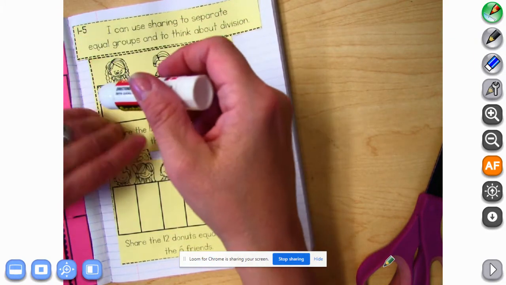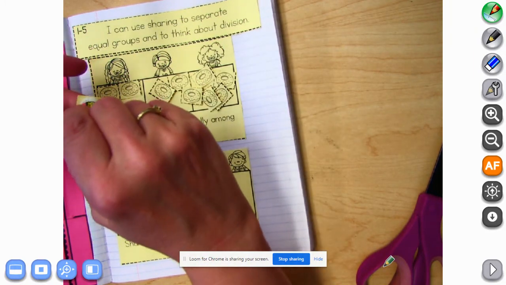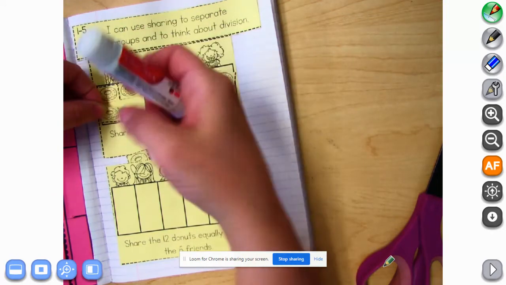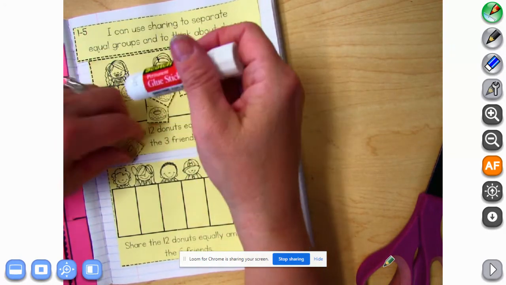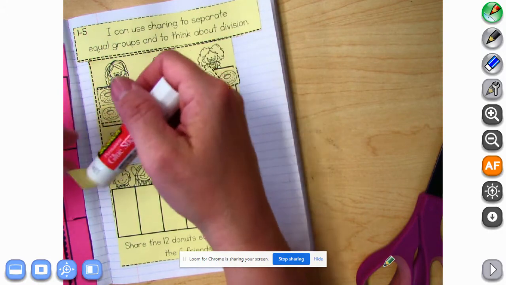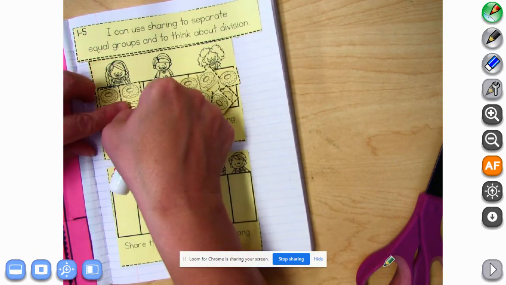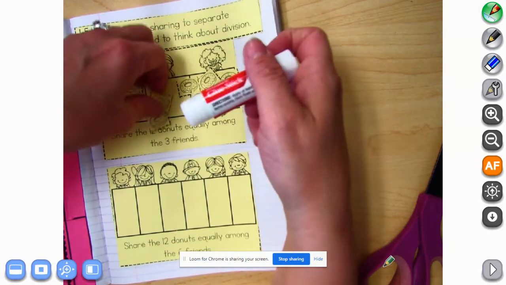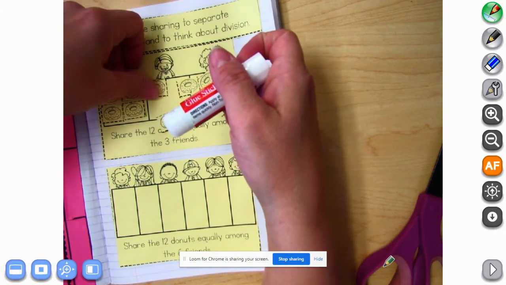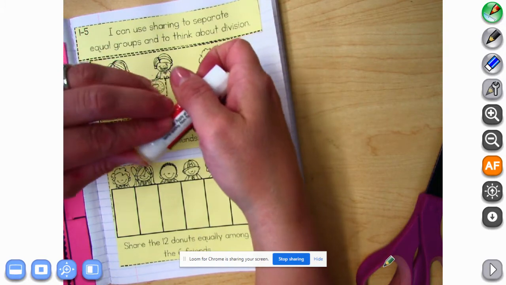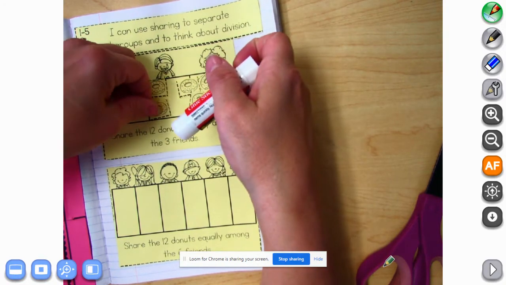Two. They're so tiny. 3. And 4. Okay. And like these. So everyone's going to have 4 donuts. Wow. I think I would have a tummy ache if I had that many donuts.